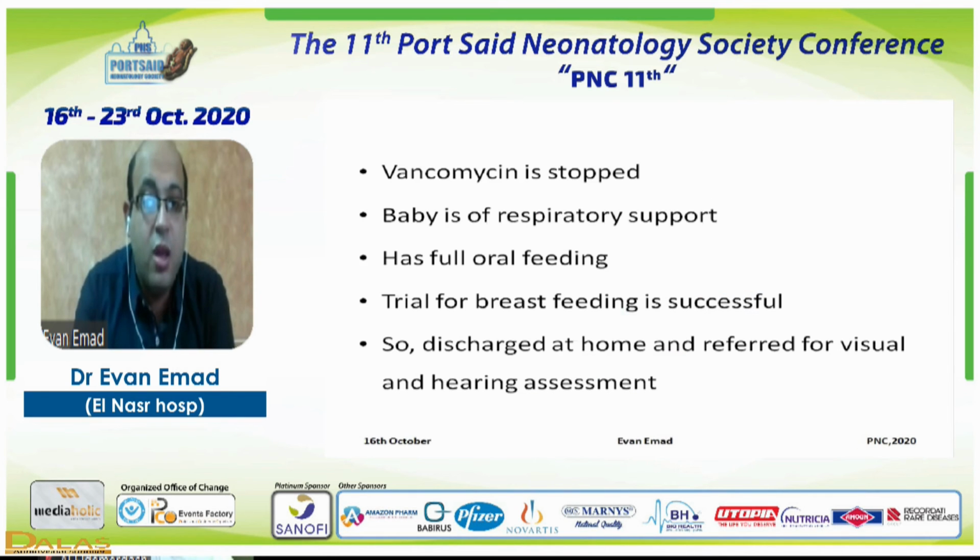Now vancomycin is stopped. Baby is off respiratory support, has full oral feeding, and the trial of breastfeeding is successful. So the baby is discharged home. Our mission is done, and the baby is referred for visual and hearing assessment.